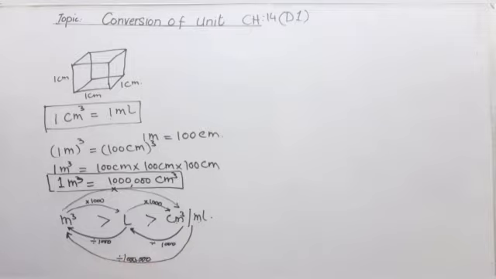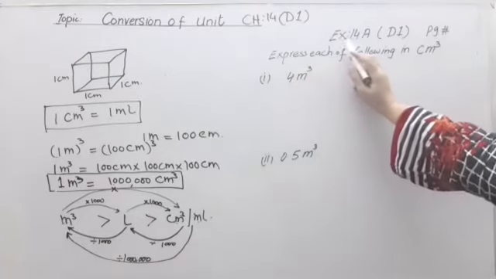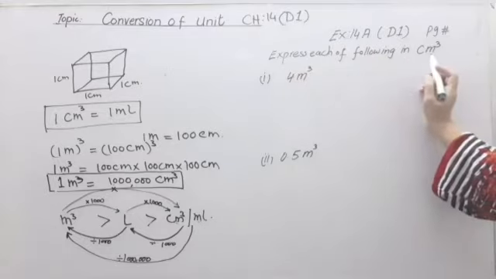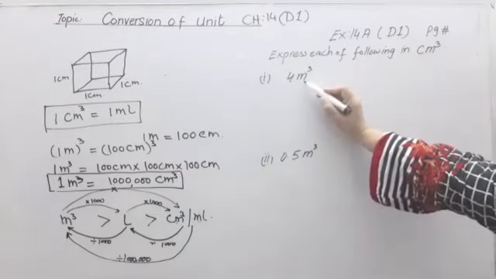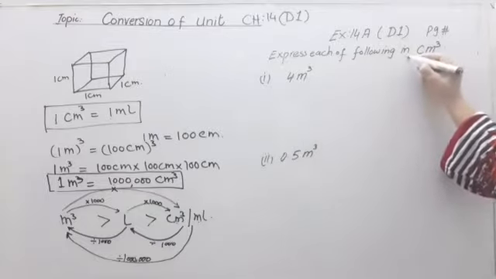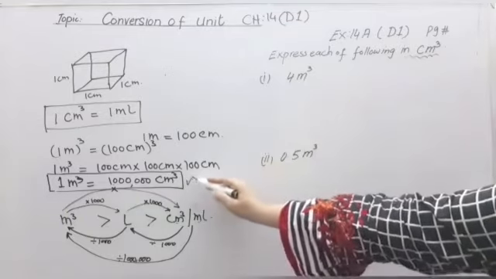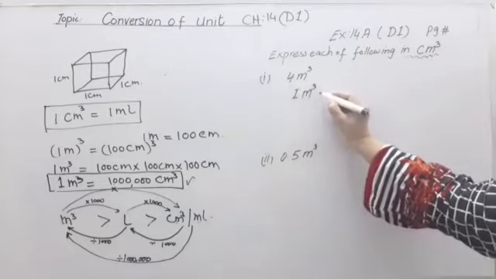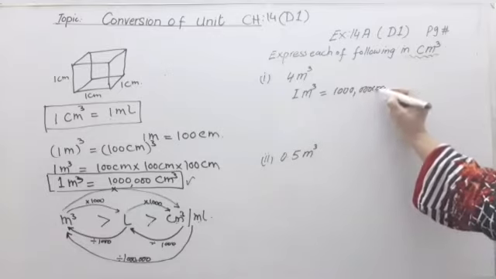So now we do some exercises for this. Question number 1, exercise 14a: express each of the following in cubic centimeter. Now we need to change cubic meters into cubic centimeters, so we need our answer in cubic centimeter. We know this one, we write it here as 1. If I write the unit of this here, then we find the conversion easily.